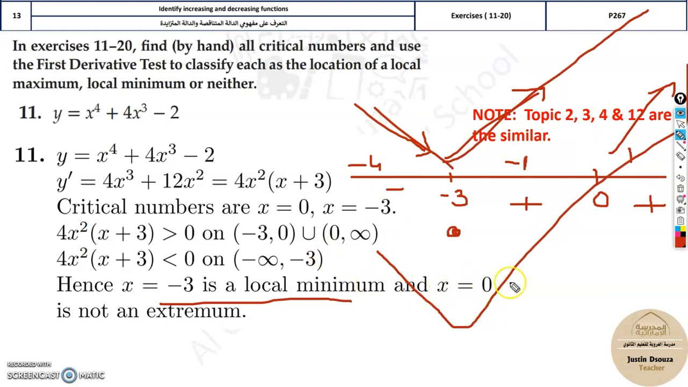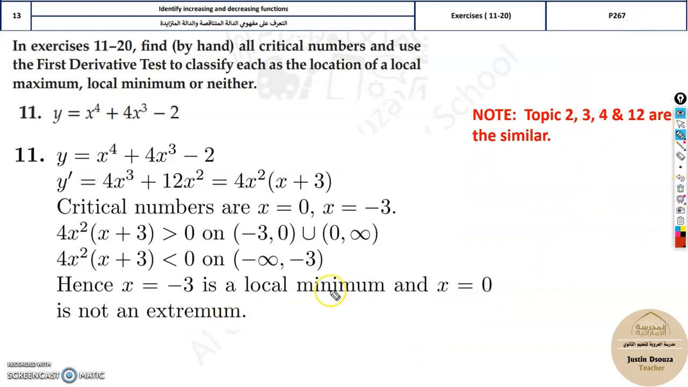So x equals 0 doesn't have a maximum or minimum. So it is not an extremum. Why? Because it's not dipping, it's not changing. Only when it changes sign can you write this as a maximum or minimum. So this is it. There is no graphing they have asked for here. But if at all graphing is asked, we have done this already.